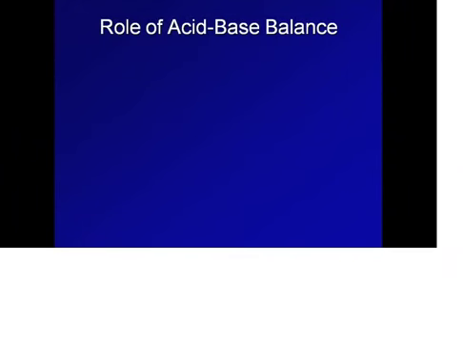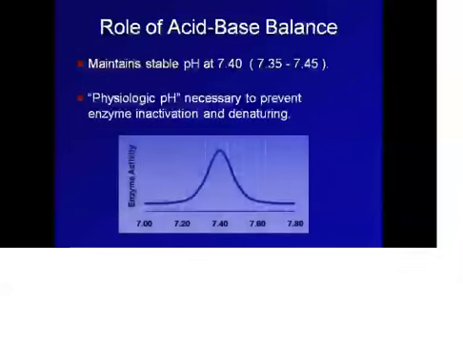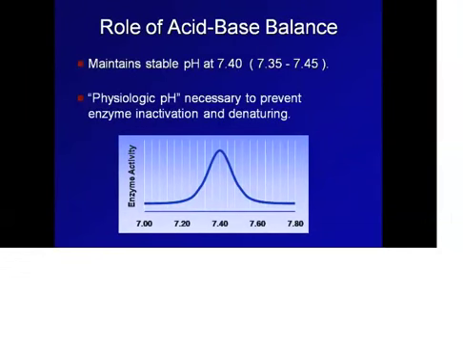The primary role of acid-base balance in the body is to maintain a stable pH within a narrow window centered at 7.40. This is necessary as most enzymes in the human body optimally function here, and relatively small perturbations in pH can lead to their denaturing and even irreversible inactivation.